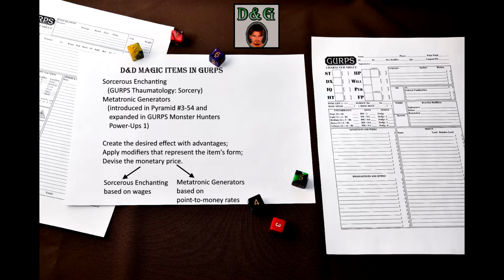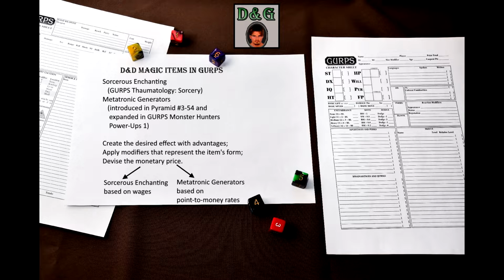While both systems allow you to design a custom item and determine its monetary value, Metatronic generators do not have any enchanting or crafting mechanics. Sorcerer's Enchanting does have such mechanics, and these mechanics are intertwined with the way the monetary cost is determined. Metatronic generators determine the cost using the points to value conversion guidelines from the GURPS Basic Set. Sorcerer's Enchanting bases the monetary price of the item on the amount of time the enchanter has to spend enchanting the item, using the typical wages from the GURPS Basic Set. Thus, these prices are economically consistent.